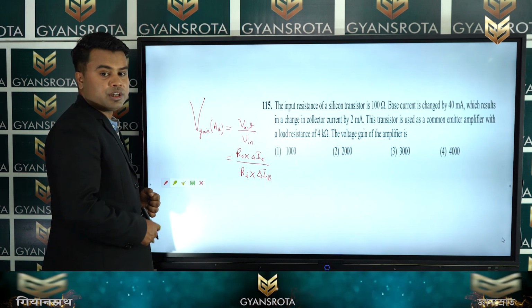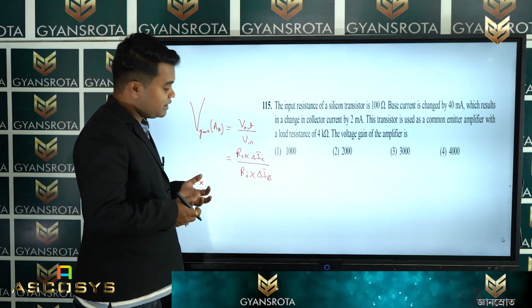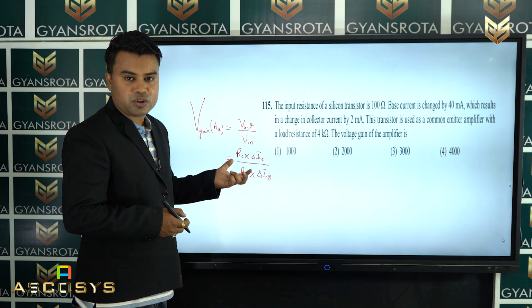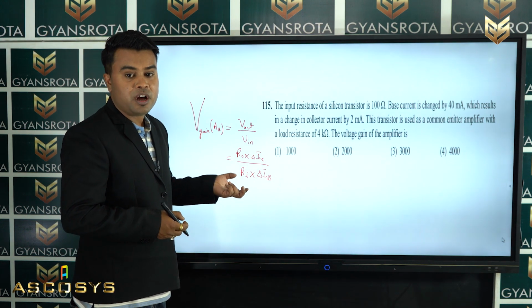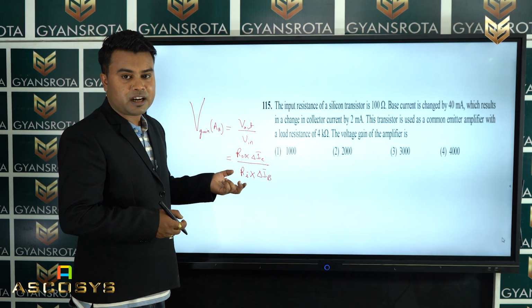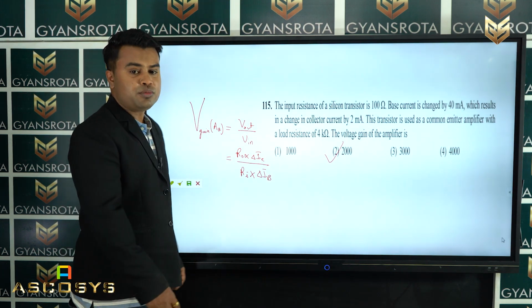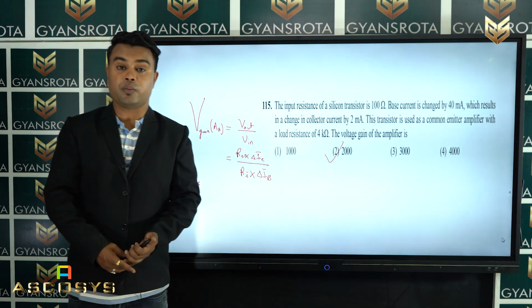So look at the question. The output current is given to you, the input current is also given to you, output resistance is given to you, input resistance is also given to you. If you calculate this one, the correct answer will be 2000. This is the right answer. Now let us move to the next question, that is question number 116.